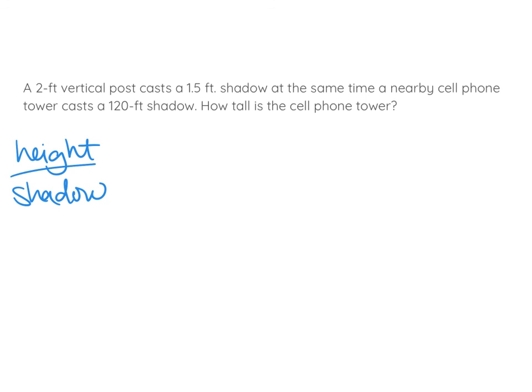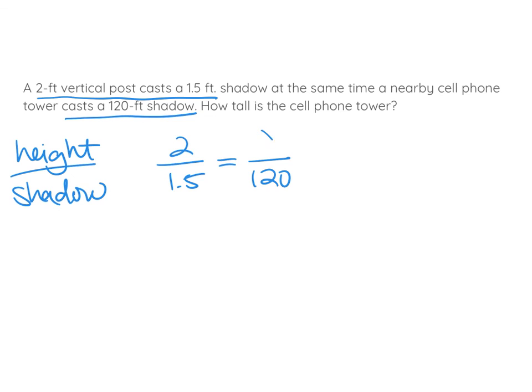Okay. And so we have a post that is 2 feet tall. So that's the height and has a 1.5 foot shadow, right? So height on the top, shadow on the bottom. Now, the cell phone tower, we only know that it casts a 120-foot shadow. We want to find the height. Okay, so the shadow goes on the bottom, that's 120. And how tall is it? That's what we're looking for, so that's where we're going to put our X.